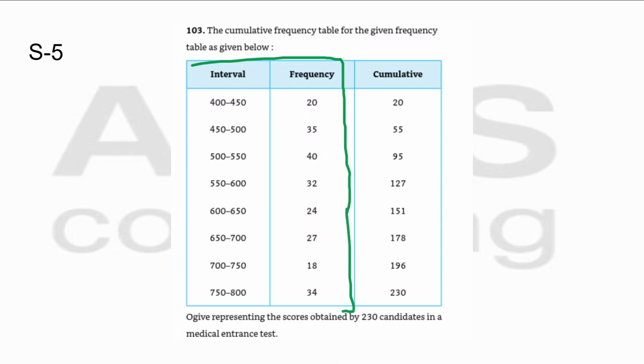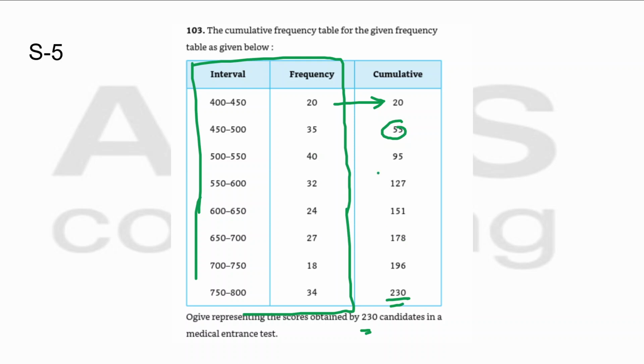Now make a third column and obtain the cumulative. How do we obtain the cumulative? For the first one, cumulative will be the same. For the second one, 35 plus 20 will be 55. Now take this one, add to this. 55 plus 40 is 95. Now 95 plus 32 is 127. 127 plus 24 is 151. 151 plus 27 is 178. 178 plus 18 is 196. 196 plus 34 is 230. So finally the total 230 and the last cumulative 230 will match.